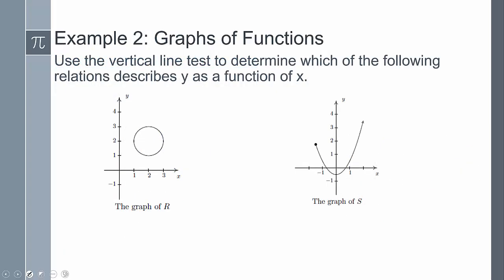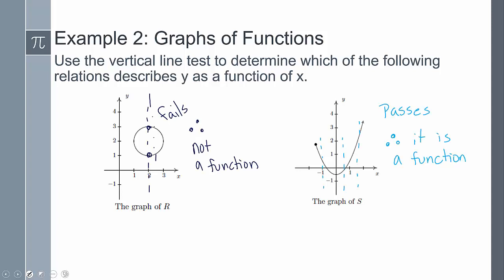Let's look at another example here. So if I were to use the vertical line test, so if I were to draw in that imaginary line, it's going to fail, therefore it's not a function. And on this next one, there's not a single vertical line that I can draw that will pass through two values, so therefore it is a function.